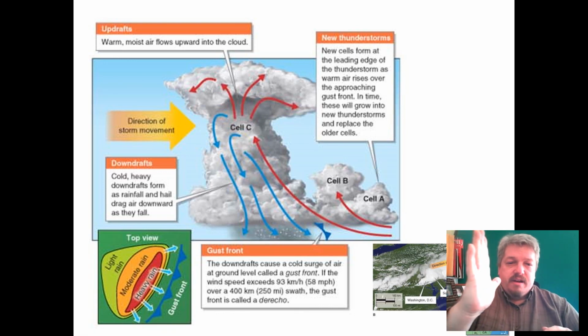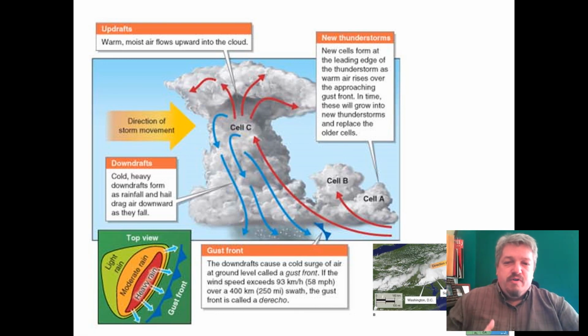This is moving, and so it's continually moving into warmer air. See this direction right here? So it's continually moving into warm air. It's basically running into more warm, moist air, which it converts into cool air and rain. So it doesn't lose its fuel, in a sense. And these can last for days.